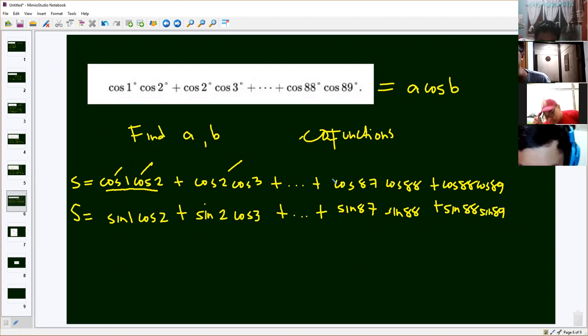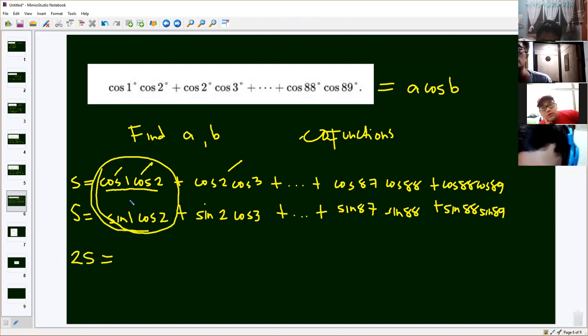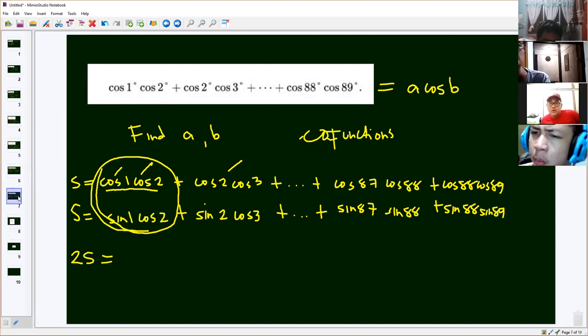Then add, reversing it. Now let's add, 2s. Now, what's the sum? Focus on this one first. That's actually cos 1. Let's focus on that. Now, let's use a different page to focus on that.